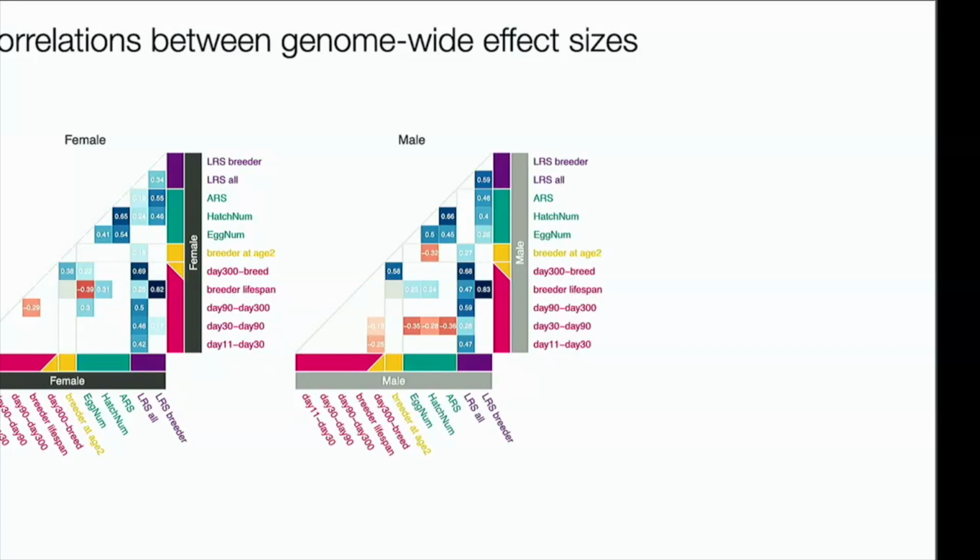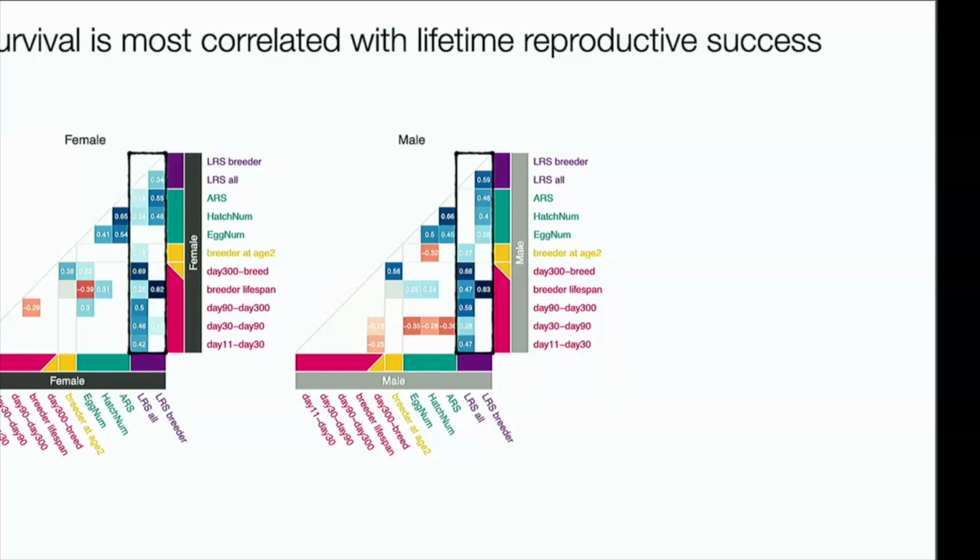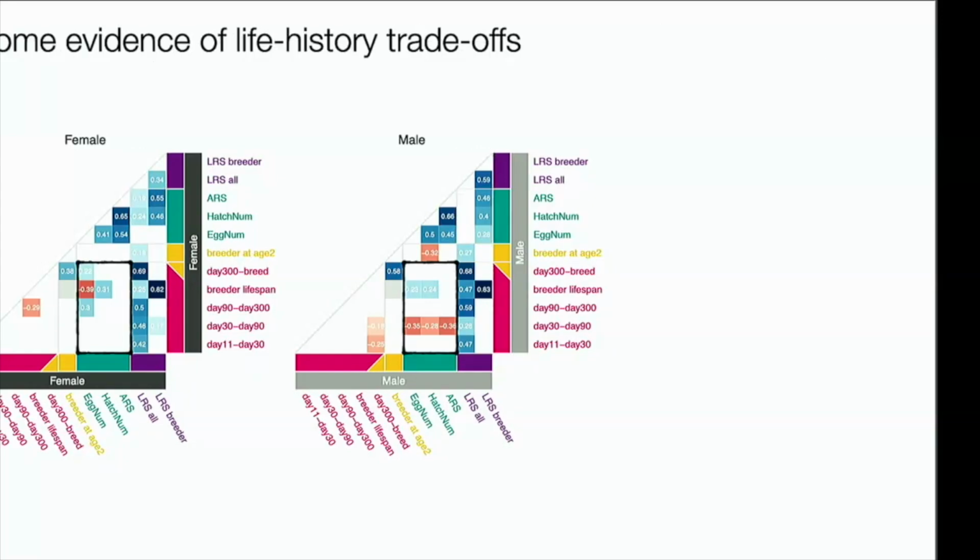I know this is a lot, but I just wanted to point out 2 fun patterns. One is that if you look at correlations of effect sizes with lifetime reproductive success, survival is most correlated with lifetime reproductive success, which is nice and consistent with life history theory, where survival is a primary driver of fitness in longer-lived individuals. And then it was fun to see some evidence of life history trade-offs.